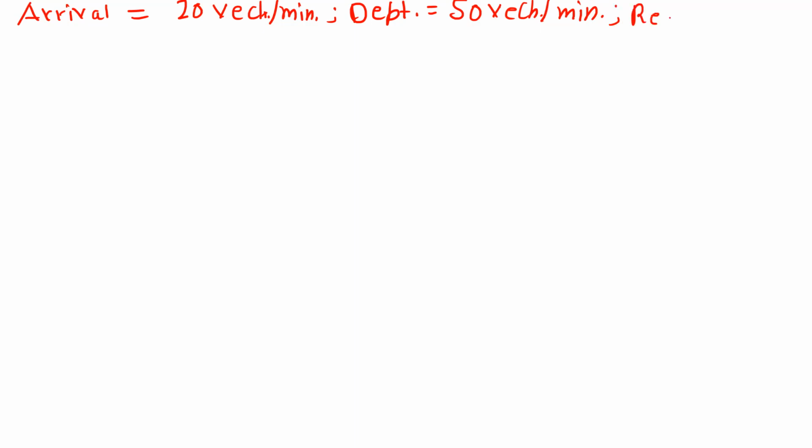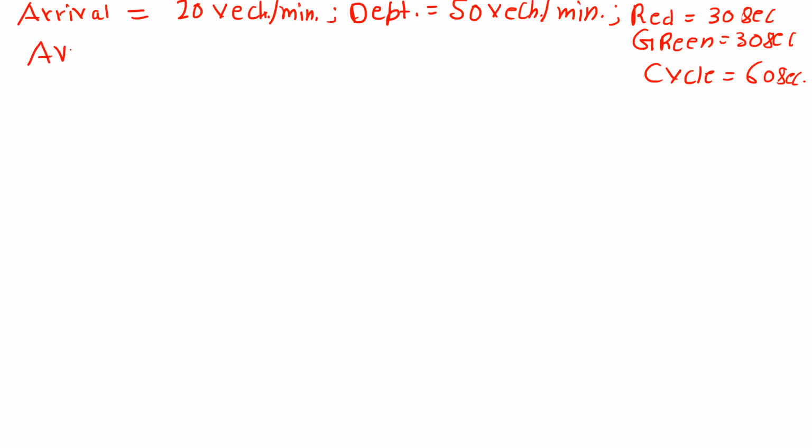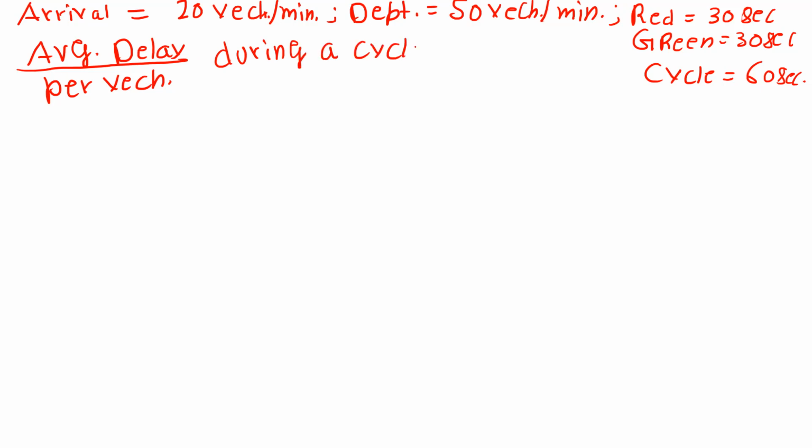We have red time of the cycle as 30 seconds and the green time also as 30 seconds, and the total cycle time is 60 seconds. And we have to find out the average delay per vehicle during a cycle length, which is 60 seconds.